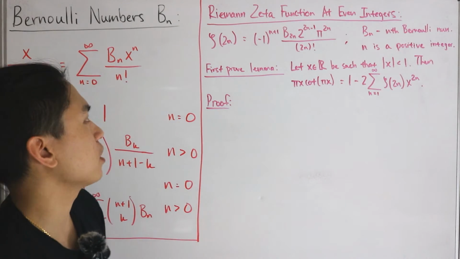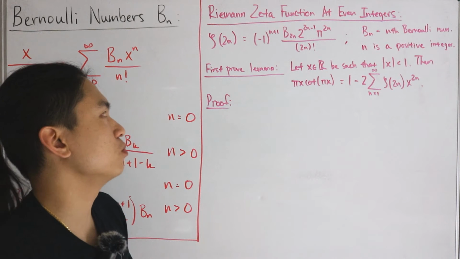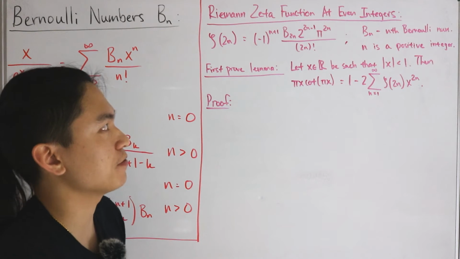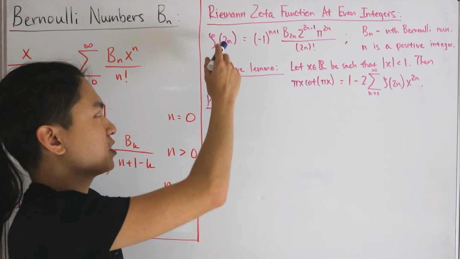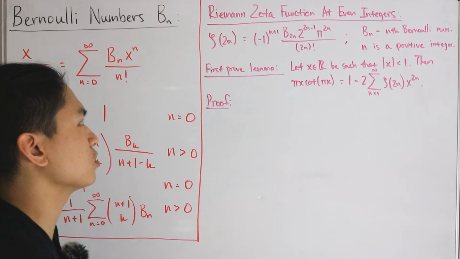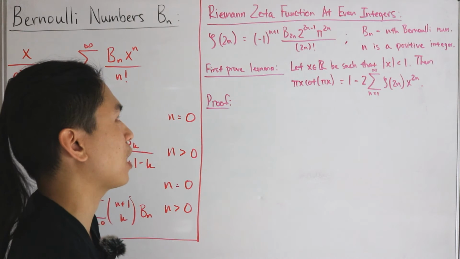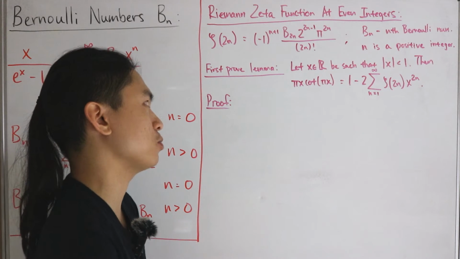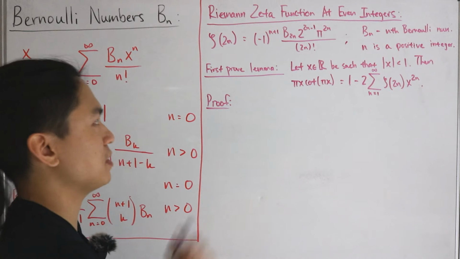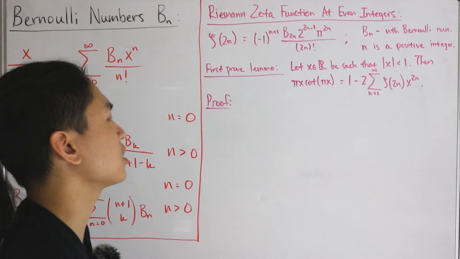Okay, so moving on to the next proof is that we have that the Riemann zeta function at the even integers, and that says that for the Riemann zeta 2n is equal to negative 1 to the power n plus 1 multiplied with b sub 2n times 2 to the power 2n minus 1 times pi to the power 2n divided by 2n factorial, b sub n being the nth Bernoulli number and n is a positive integer.